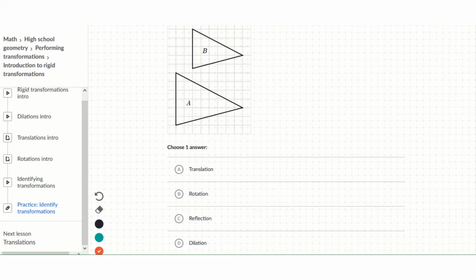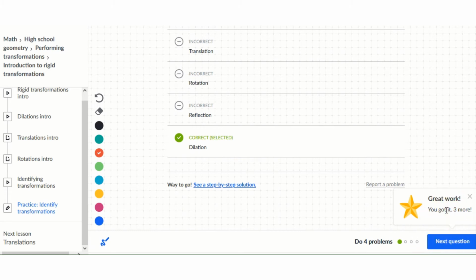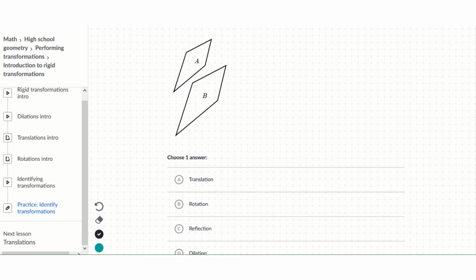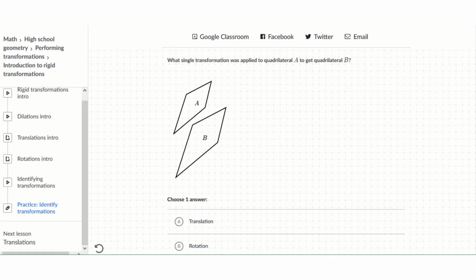From A to B, A is a bigger triangle, B is a smaller triangle. So from A to B, the triangle is becoming smaller. The options are translation, rotation, reflection, dilation. Definitely this is reduction and the answer would be dilation. You can check your answer, go down, check the correct answer, and then move to the next question. Similarly, you will be doing the other questions. I want you to now complete the activity as I have already shown you how to do it.